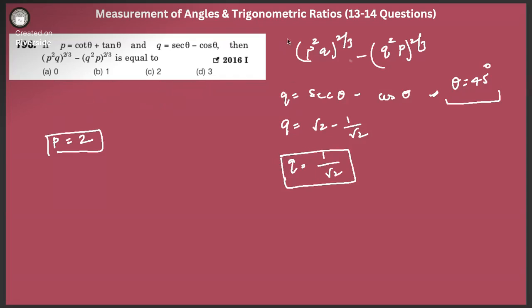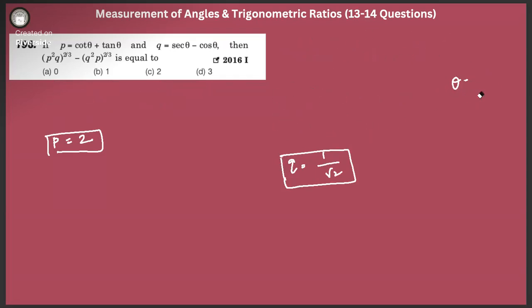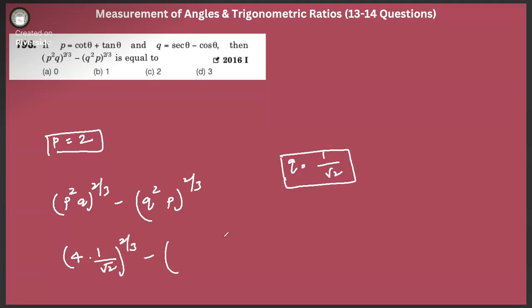Yes or no, sir? For any theta, it should be satisfying it over here, isn't it? P square Q, Q square P. Okay. So 2 square means 4 into Q, so 1 by root 2. Tell me if I do any calculation mistake in that. Okay. Q square into P raised to the power 2 by 3. This is what we have to solve.